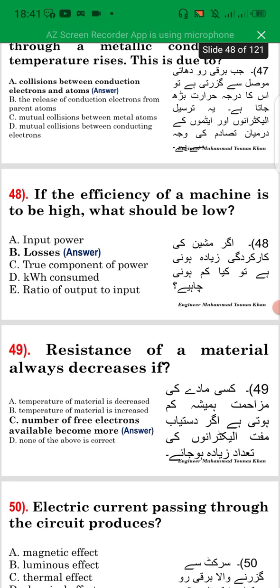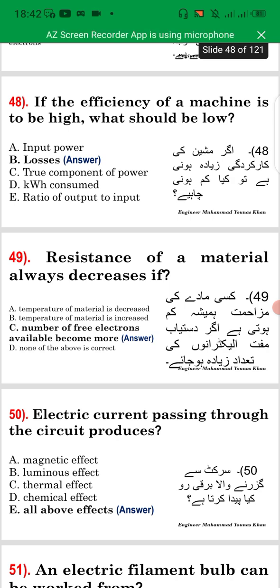Question number 48. If the efficiency of a machine is to be high, what should be low? Input power, losses, true component of power, kilowatt hour consumed, ratio of output to input. So the correct answer is losses.